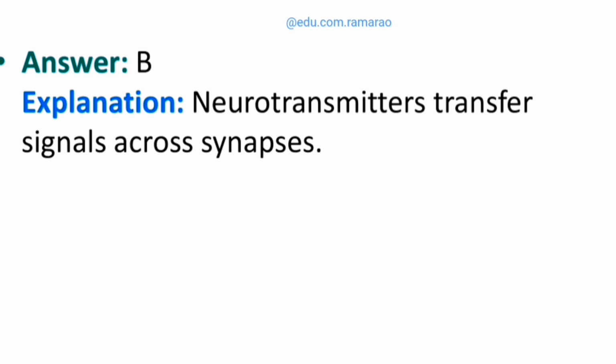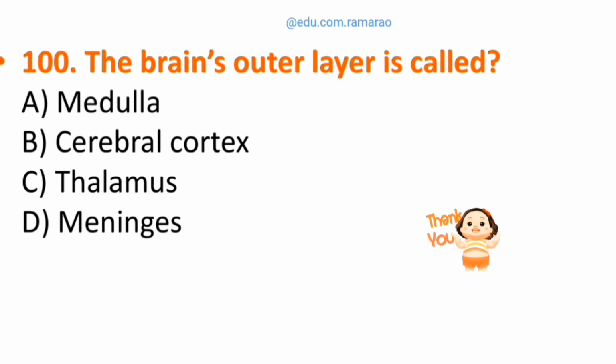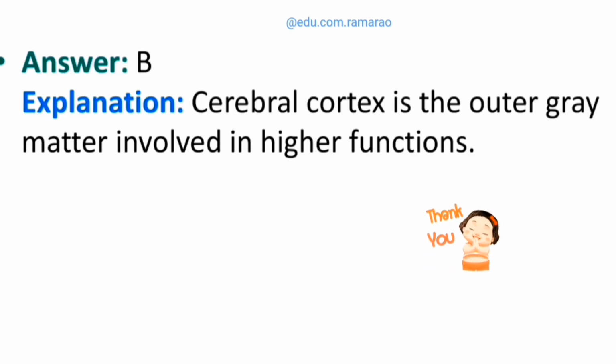The next question. The brain's outer layer is called option A medulla, option B cerebral cortex, option C thalamus, option D meninges. The correct answer is option B. Cerebral cortex is the outer gray matter involved in higher functions.